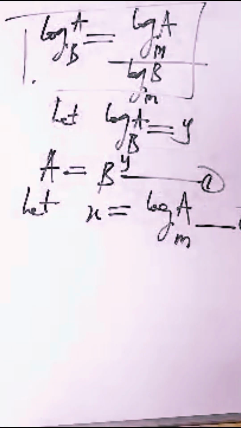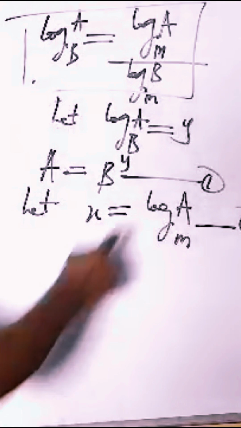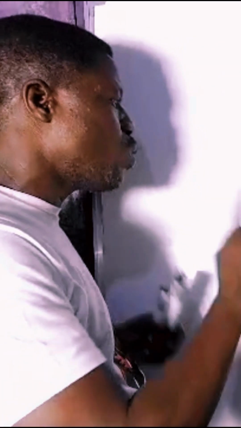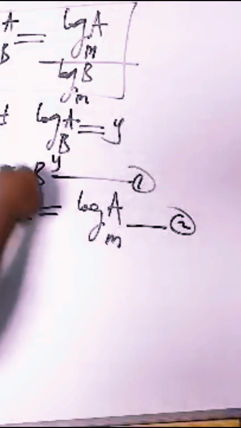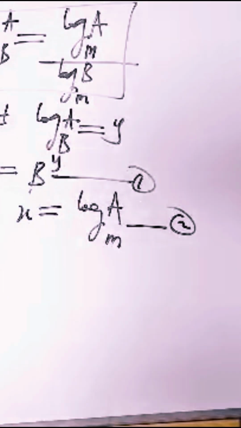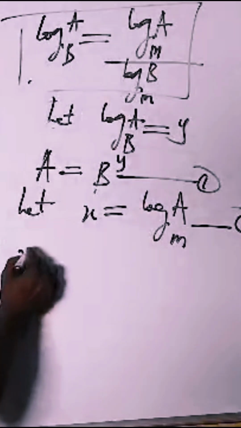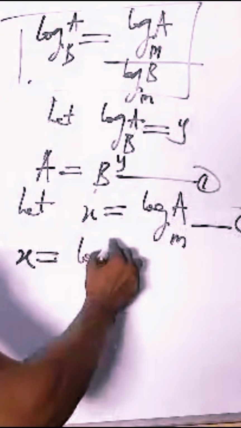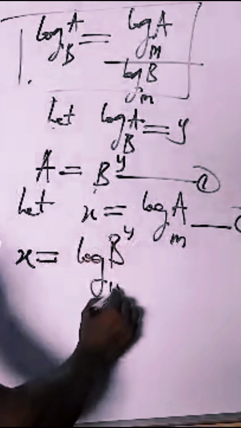Now, the next line of action is to put equation 1 into equation 2. What does that imply? It implies that wherever we see a in equation 2, we can put in b raised by y. If we do that, we're going to have x is equal to the log of b raised by y to base m.